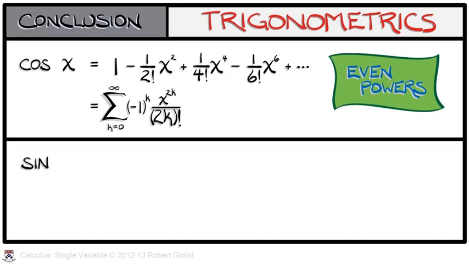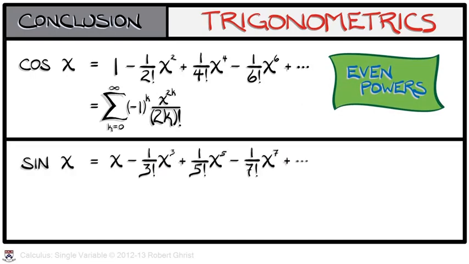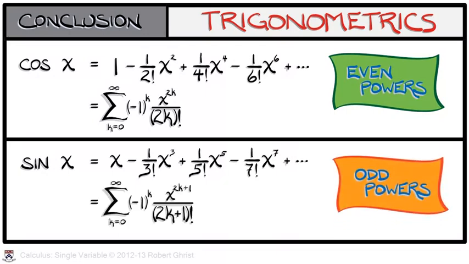Likewise, for sine of x, we can write this in a summation notation with a similar idea as the sum, k goes from 0 to infinity, of negative 1 to the k times x to the 2k plus 1 over quantity 2k plus 1 factorial. This gives us the odd powers of x.